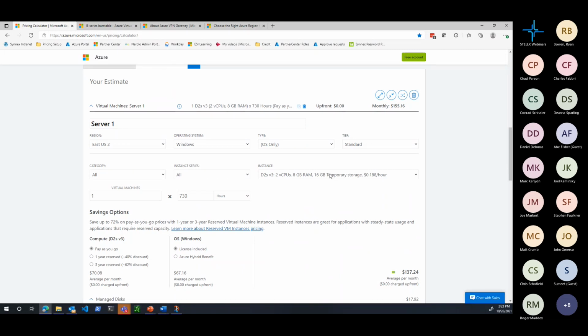Now, the last thing I want to talk about before we go on to some other things, and then we'll come back and talk about these options down here on savings, is that you can select Windows or Linux, and obviously with Linux you remove that OS option. And that does change the overall monthly price.